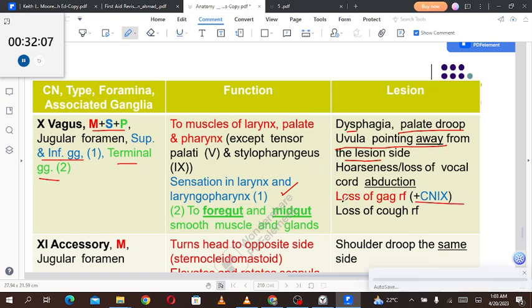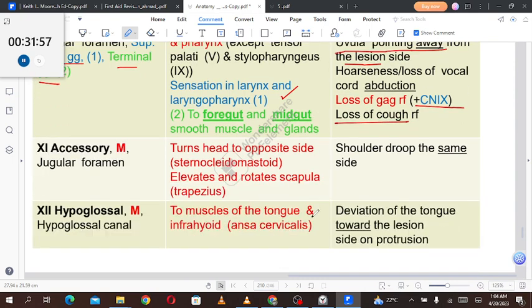The efferent limb of the gag reflex, or the motor component of that, is mediated by the vagus nerve, while the afferent or sensory component of the gag reflex is taken by the glossopharyngeal nerve. And there will also be a loss of cough reflex, I guess because of loss of sensation of the larynx and laryngopharynx. Point number 11 is about the accessory cranial nerve, that is also present in the jugular foramen.